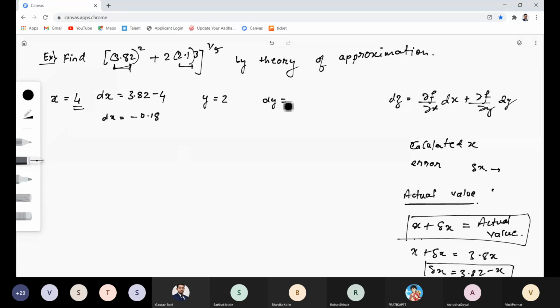Now similarly, dy is going to be, what is our actual value? 2.1 minus the value of y that I am assuming, 2. So dy is going to be 0.1, right? What I want to find is the complete term, which means to find the value of this expression. What is our function here? Z is equal to (x square plus 2 times y cube) total raised to 1 by 5. So what you are finding out here is z plus dz.